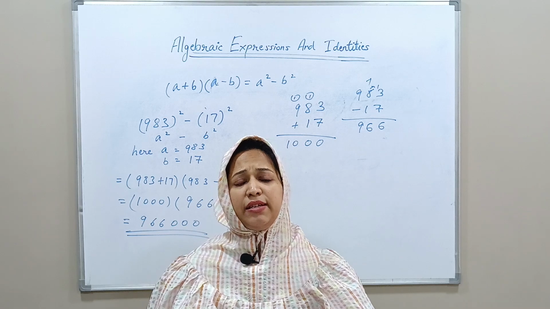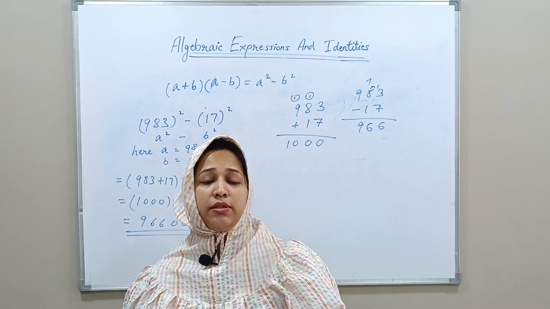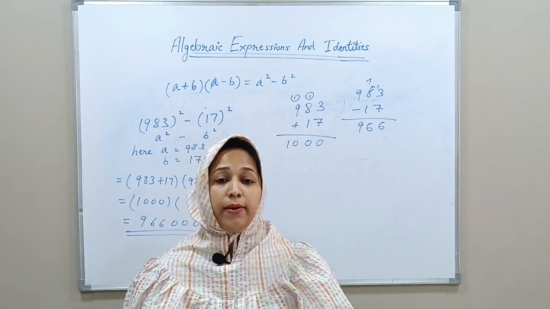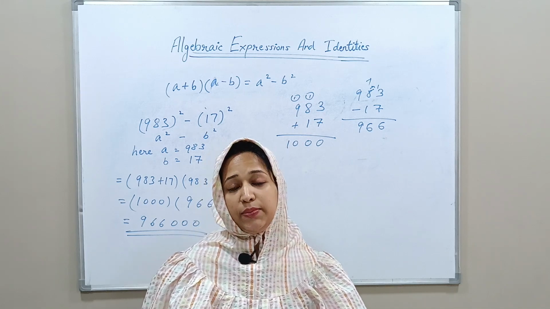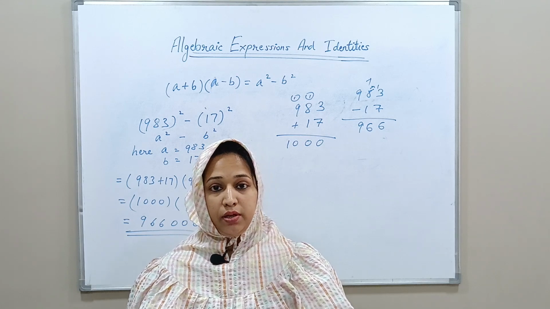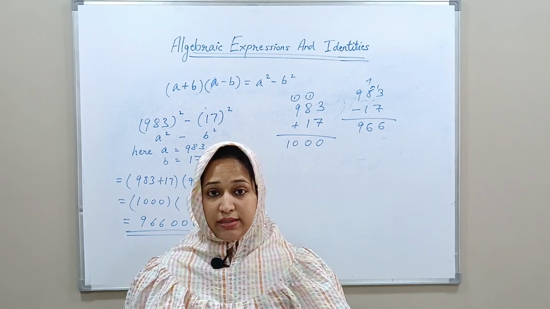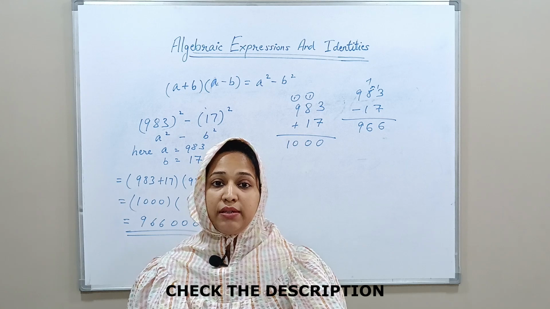The first standard identity, (a plus b) whole square, says a square plus 2ab plus b square. (a minus b) whole square is a square minus 2ab plus b square. And the third one, that is (a plus b) into (a minus b) is equal to a square minus b square. So whenever you have any expression, first compare with the three identities and then decide which identity suits the best and apply it.